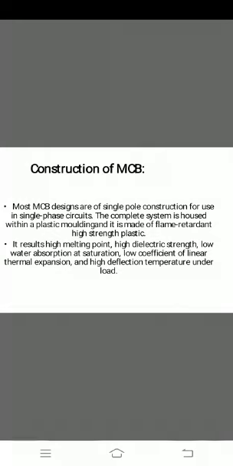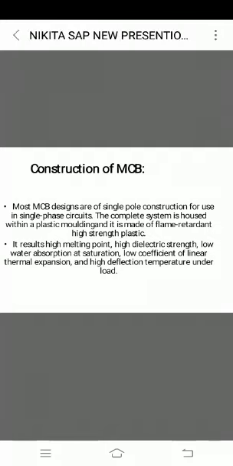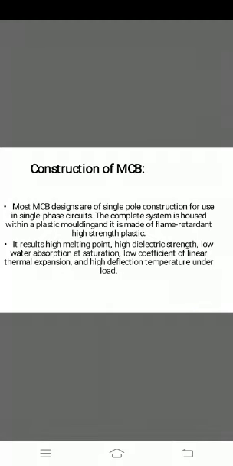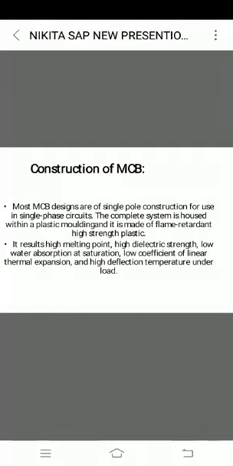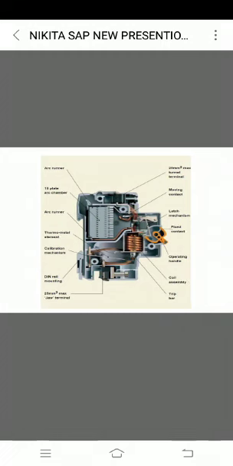It results in high melting point, high dielectric strength, low water absorption at saturation, low coefficient of linear thermal expansion and high deflection temperature under load. Means we use the high strength plastic, then we have the result of high melting point and high dielectric strength.